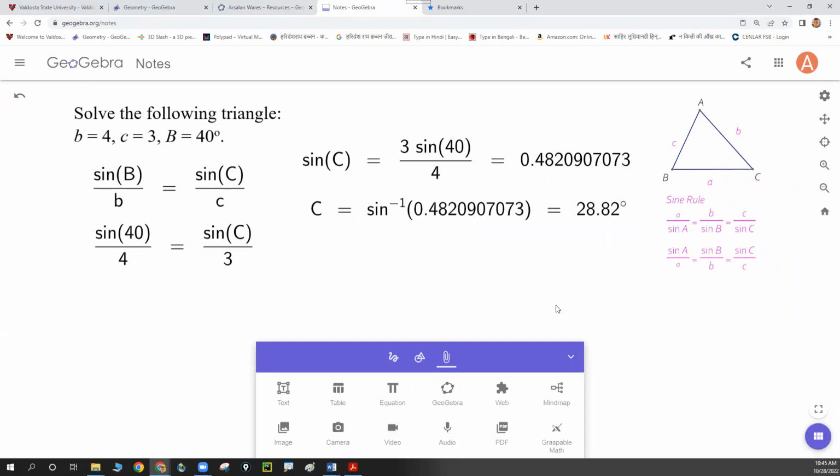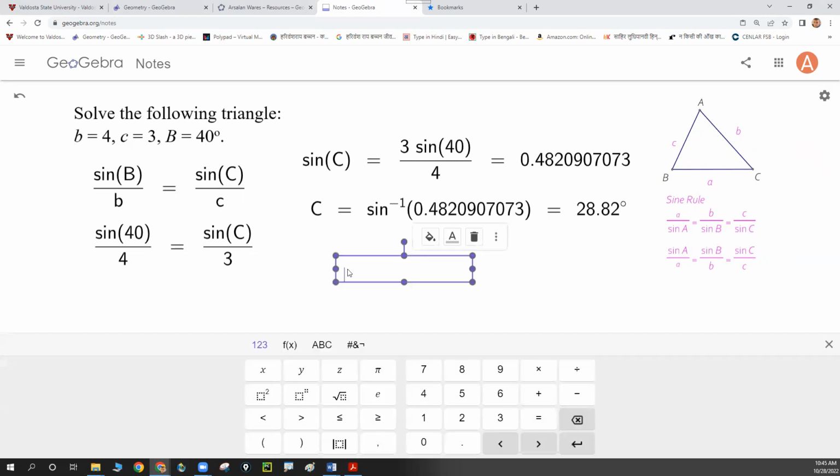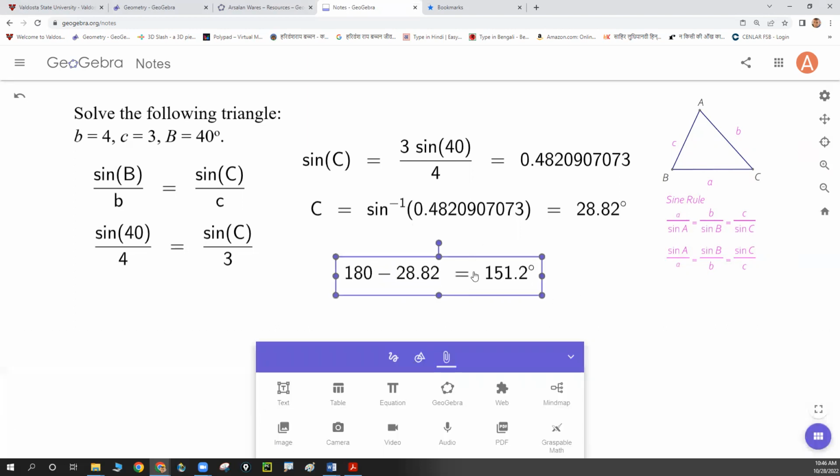Now, we have to test, really, if this has two solutions. And I know I've done the problem. This doesn't have two solutions, but the theory is this. I'm going to go over it. The theory goes as follows. From 180, you subtract 28.82, and you get something like 151.2 degrees.